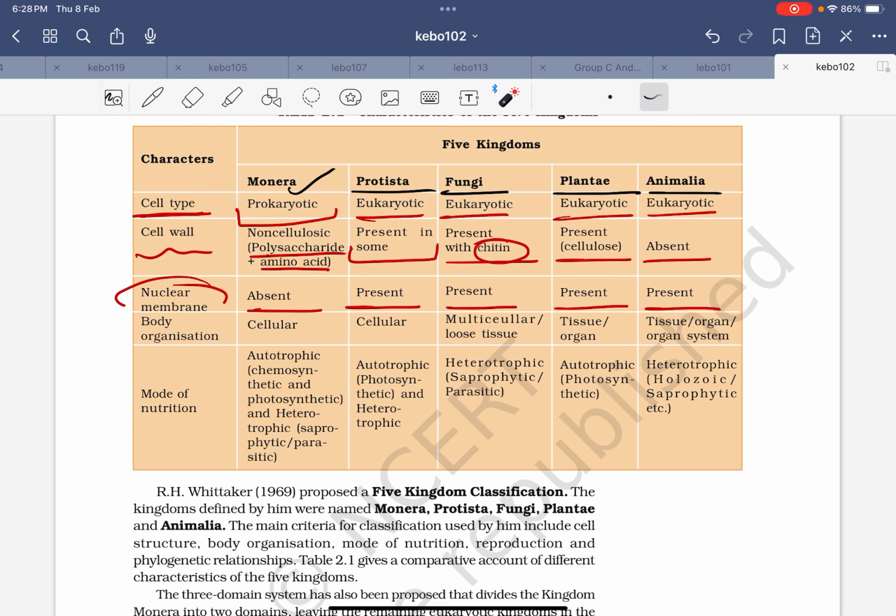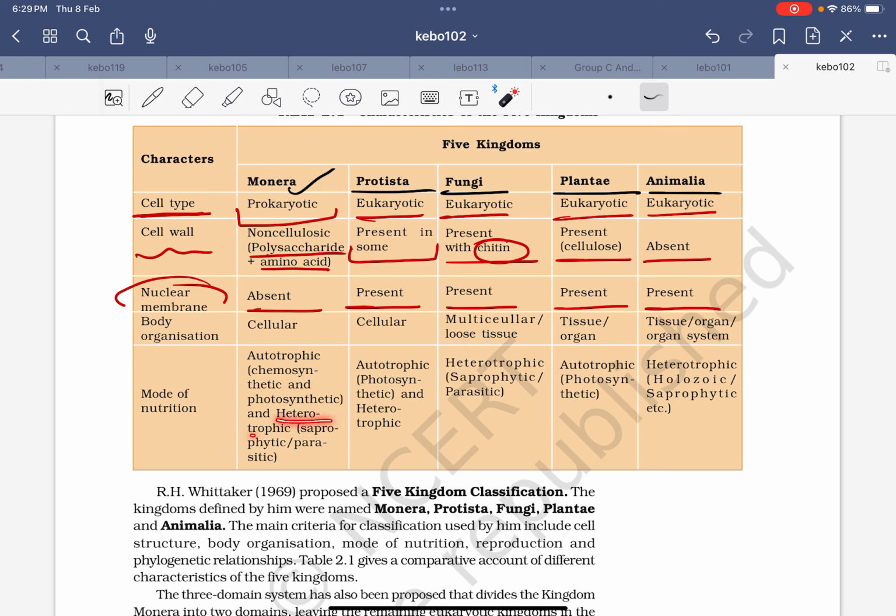It is autotrophic. Autotrophic means it synthesizes its own food through chemosynthesis and photosynthesis. And it is also heterotrophic, which means Monera are both autotrophic and heterotrophic organisms. Chemosynthesis means it metabolizes some chemicals inside the body to generate ATP and energy for its normal functions. And photosynthesis means it uses sunlight to synthesize its food to sustain its functions.